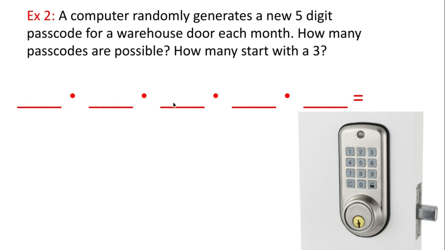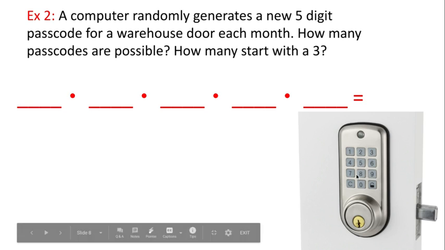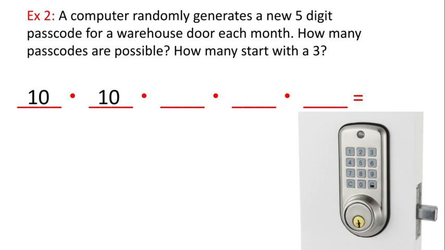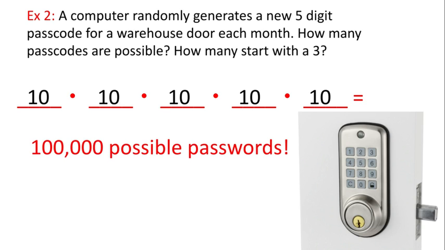Well, for the first number, the computer could pick 1, 2, 3, 4, 5, 6, 7, 8, 9, or 0. So that's 10 different choices. For the second number in the passcode, it still has 10 choices. For the third number, it still has 10 choices. For the fourth number, it still has 10 choices. And for the last number, it again has 10 choices. If I multiply that together, I get 100,000 possible passcodes or passwords.